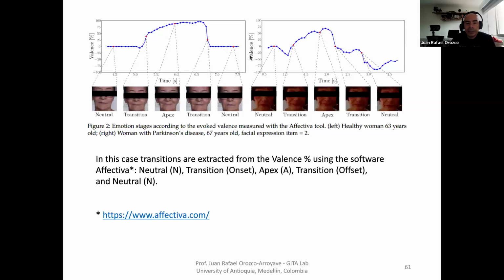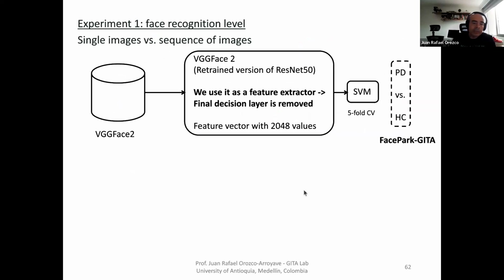In this case, we are comparing one patient in an initial state of the disease versus one patient in a very advanced stage of the disease. So that's why the curve is more unstable. So the first experiment was the natural one, using just face recognition, and using BGG phase 2 to train a ResNet 50 network and a support vector machine to test.